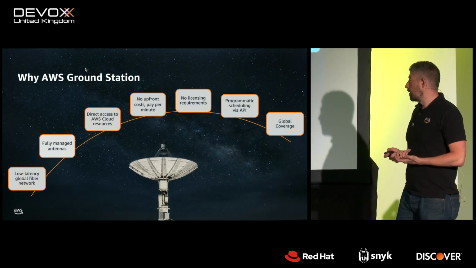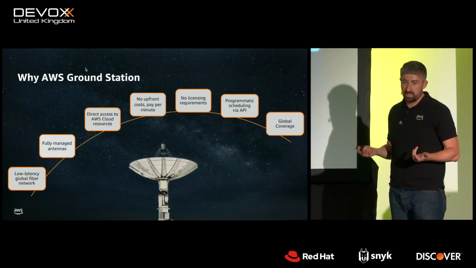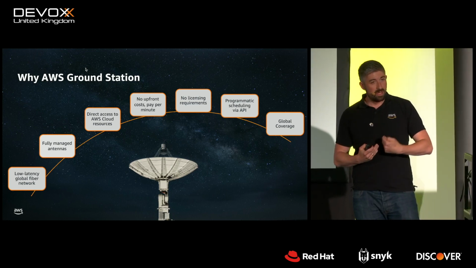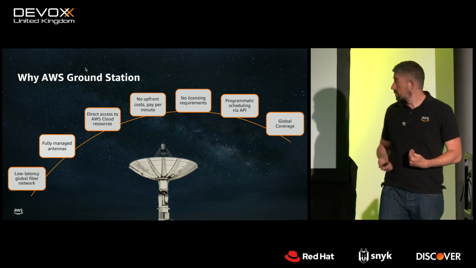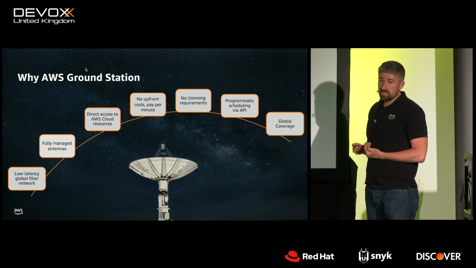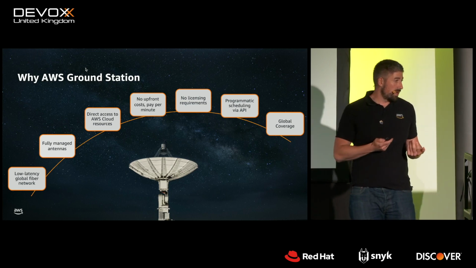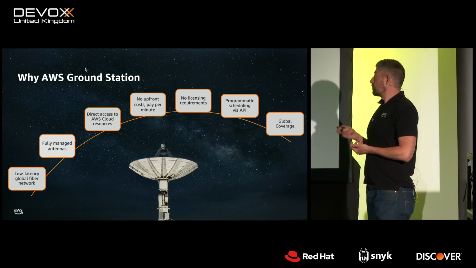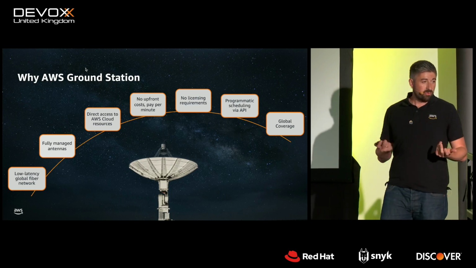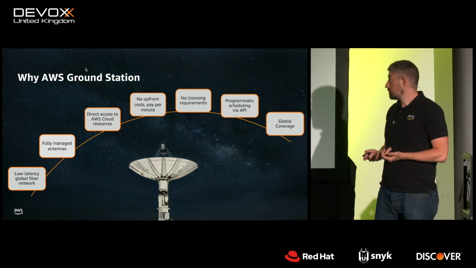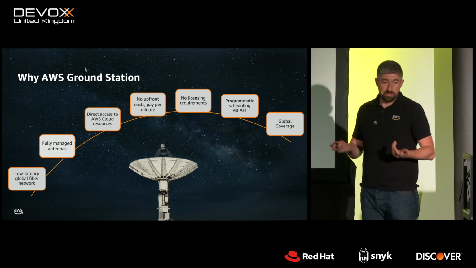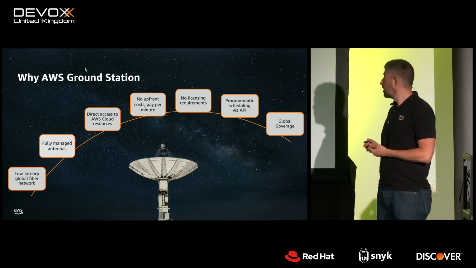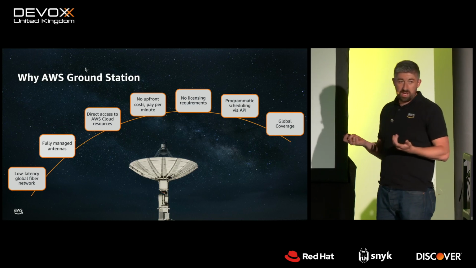And it does so by offering the low latency global fiber network of AWS, so you get data quickly from the point where it arrives at Earth into your data center. You get fully managed antennas, so you just rent them like you rent servers on AWS, you pay as you go. You have direct access to the entire cloud resources at AWS. There are no upfront costs, you pay per minute, so if the downlink is 10 minutes, you pay for 10 minutes. There's no licensing requirements.